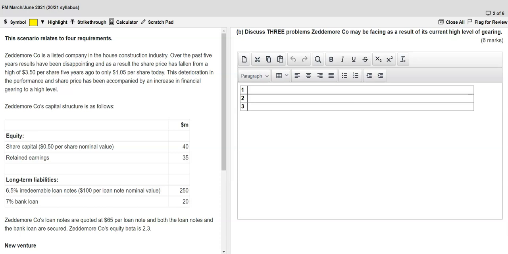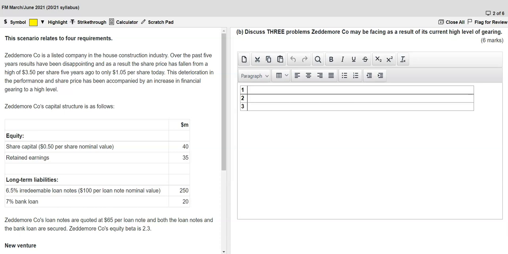Third, if there is a high level of gearing, you cannot take more loan. In case of a high level of gearing, you cannot raise any more debt. Your debt capacity has reached its maximum limit.